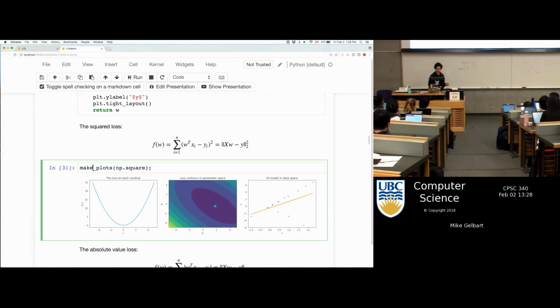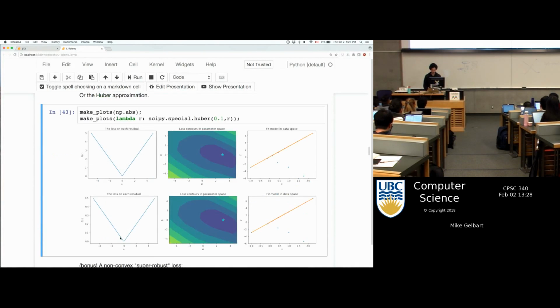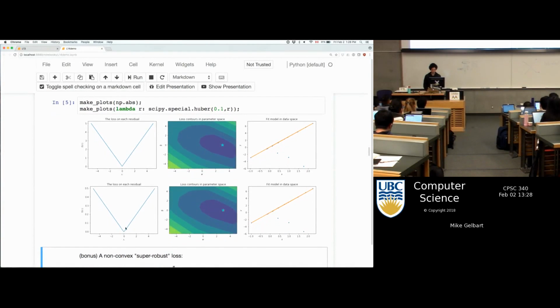So what I'm plotting here is for each of the different losses, I'm plotting the thing on the left, which is the function, or how do I penalize different sizes of errors. The middle is the contour in parameter space. Last time we also talked about parameter space versus data space. On the right-hand side, we have the actual fit in data space. And I can rerun this. Can do it for absolute value and Huber. They look very similar.